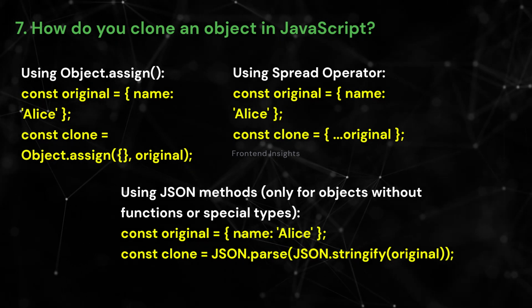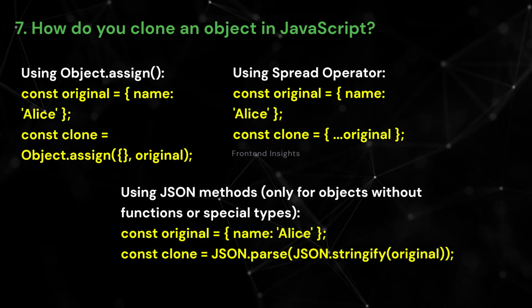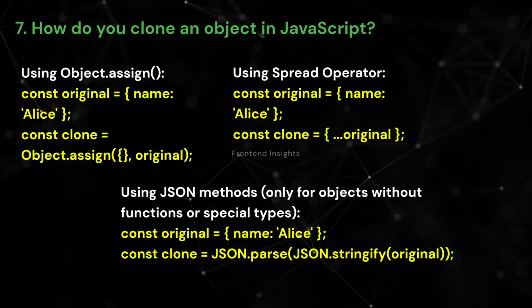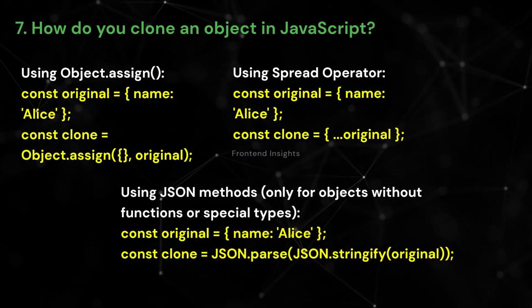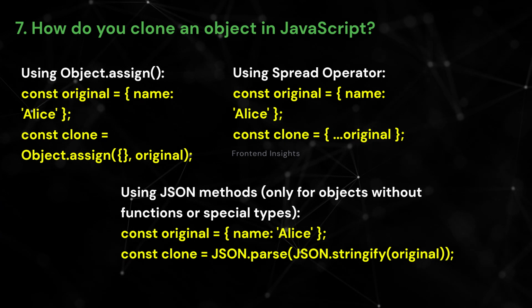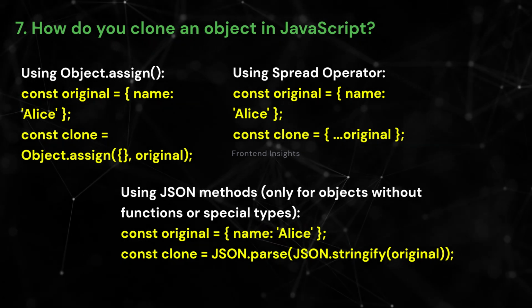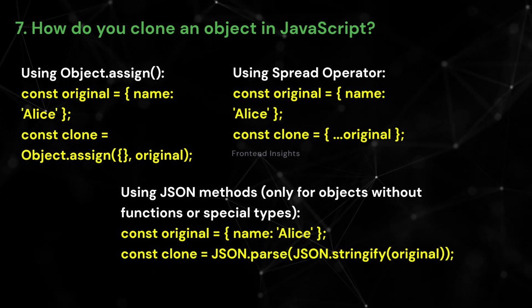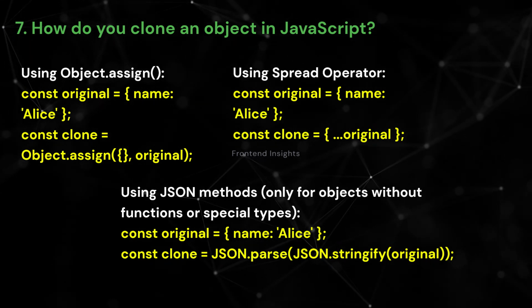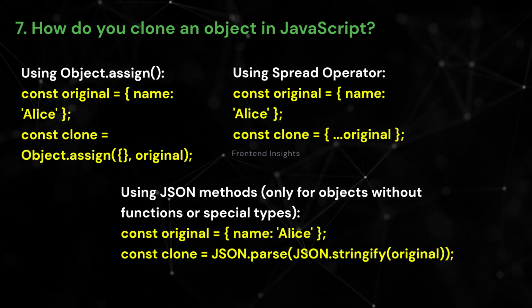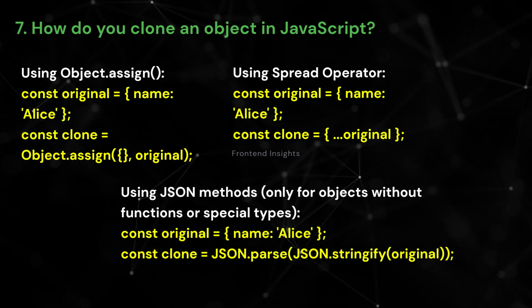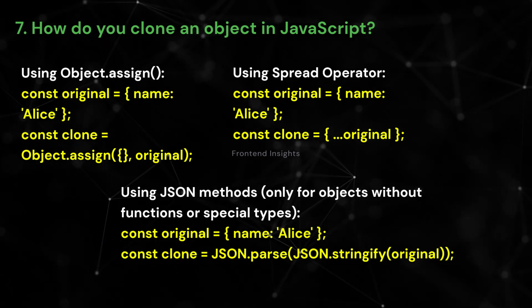Using Object.assign, using the spread operator, using JSON methods. Okay, so in these examples, Object.assign creates a shallow copy of the original object. The spread operator also creates a shallow copy. We use the three dot symbol here.